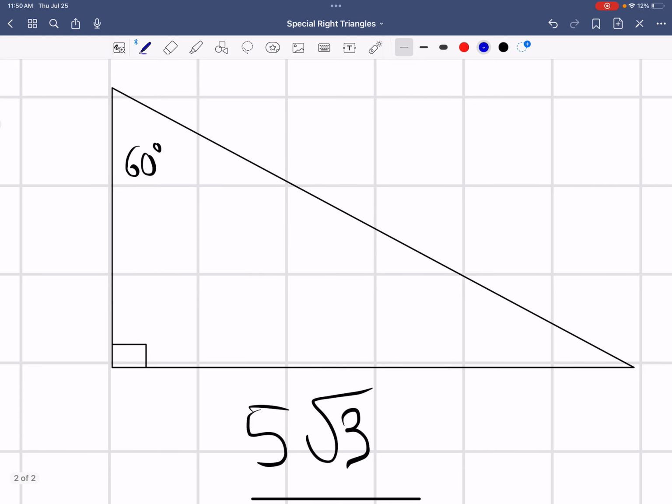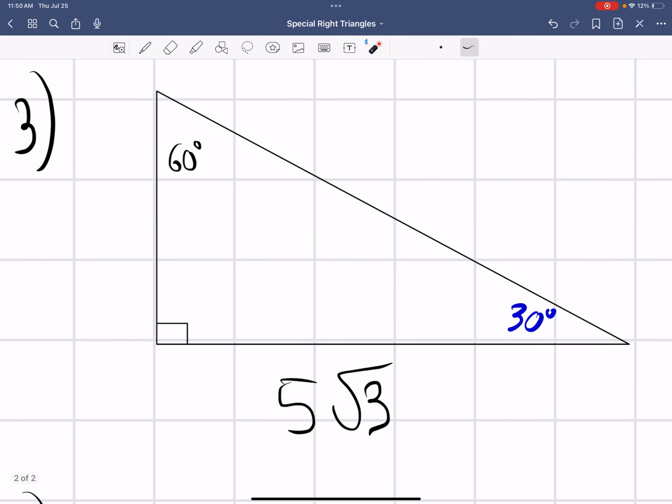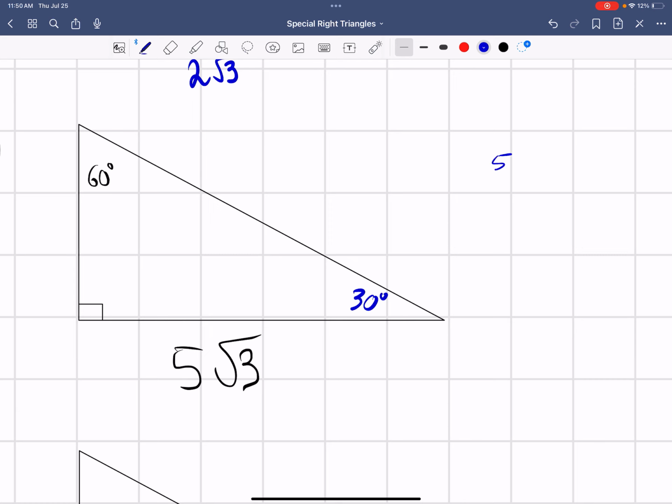Another 30, 60, 90 triangle. This angle must be 30 because the two acute angles are complementary. And this time we're given the long leg of the 30, 60, 90 triangle. And to go from the long leg to the short leg, we divide by root 3. So we'll take that length, 5 root 3, and we'll divide it by root 3. Well, then the root 3's just cancel, and we're left with 5. So that's the length of the short leg.